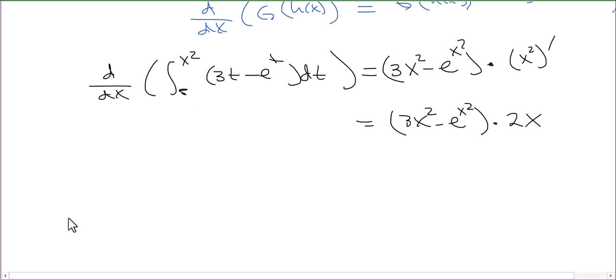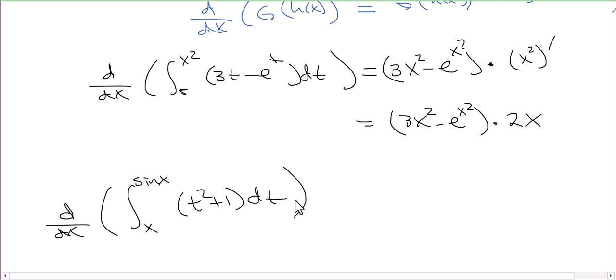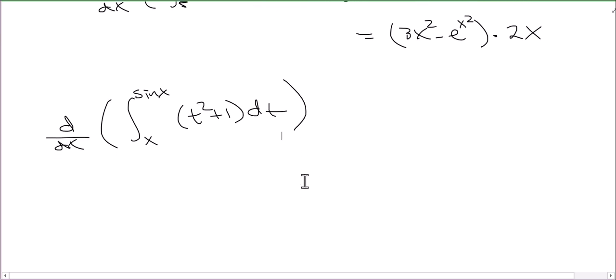Some other things that you might see: what if I have to find the derivative of something like the integral from x to sine x of t squared plus 1 dt? Now notice that the FTC here does not apply because I don't have just a constant. So one thing you could do is find a place in between x and sine x where you can split it up and go to a constant. Both of them have a domain that is all real numbers, so you can really just choose any value that is in the domain of both of them.